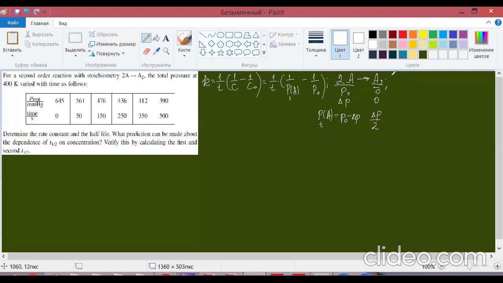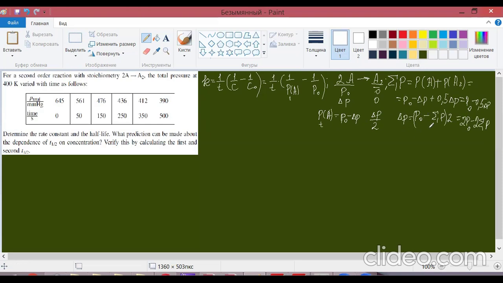According to Dalton's law, we can write that the total pressure of the whole system, sigma P, is equal to the sum of the partial pressures of A and A2, the product, which means that it's equal to P0 minus delta P plus 0.5 times delta P. And from this expression, we can express delta P. Delta P is equal to P0 minus sigma P reversed. That means 2 P0 minus 2 sigma P.